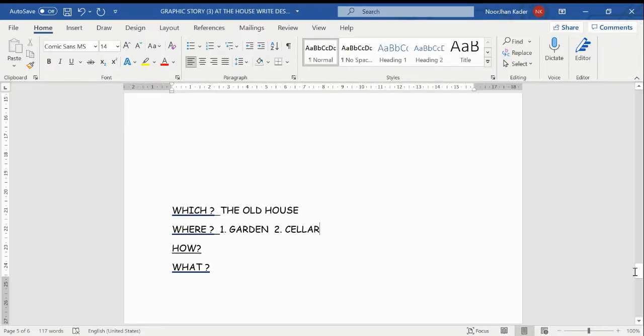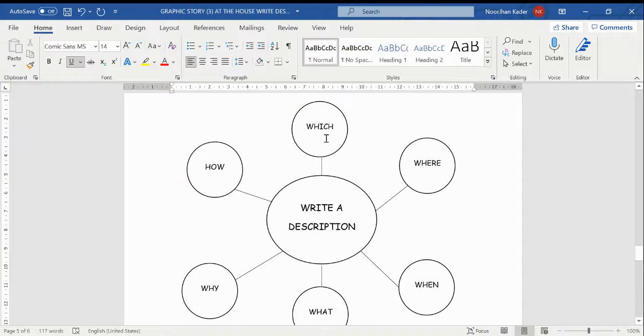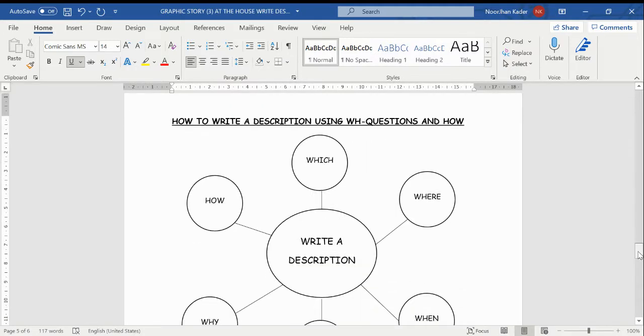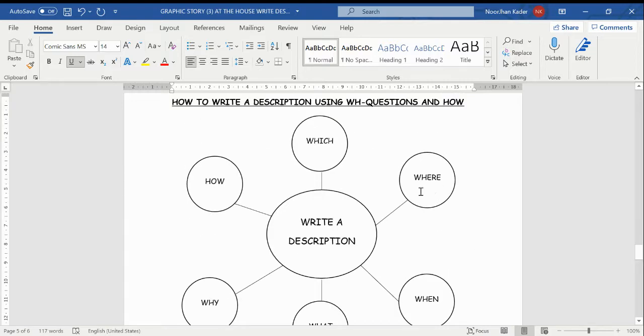Now let's look at when. Because we already answered the question which, we already know that we are talking about the old house. From there we also answered the question where. That means, where are the places that the story is talking about or telling us? That means a garden and also the cellar.